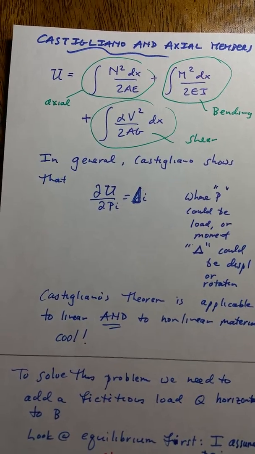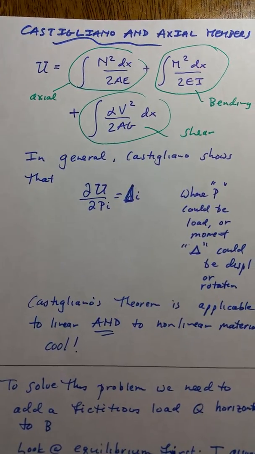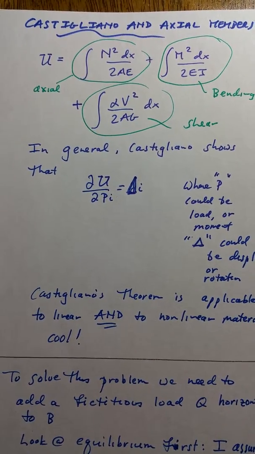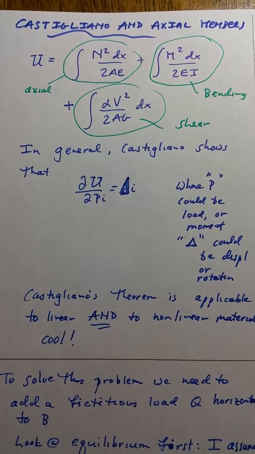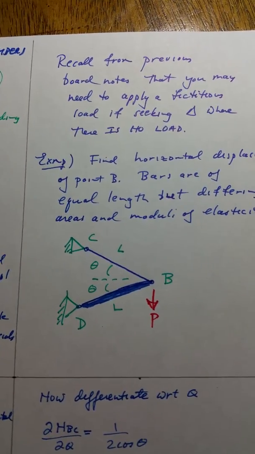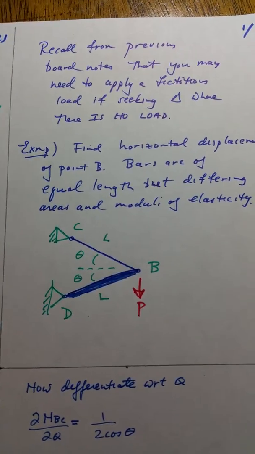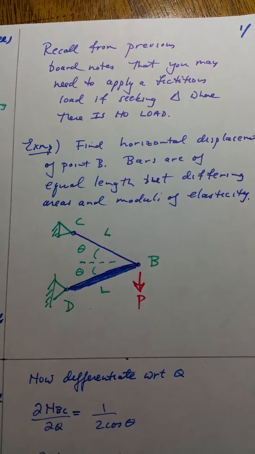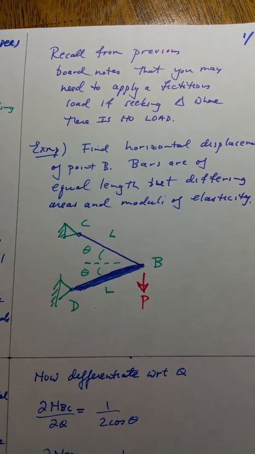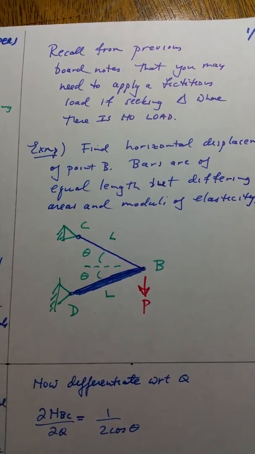And there's a head exploding thing here. We could take partial U, partial delta, and then we'd get the load, which we will do. And then there's another crazy thing, that this actually works for nonlinear material properties as well, which is super cool. So, as I said, if we have a situation where we're looking for a delta and there is no load aligned with that delta, we need to apply a fictitious load. Just remember that you must differentiate first, throw that into the integral, and then you can set that fictitious load equal to 0.